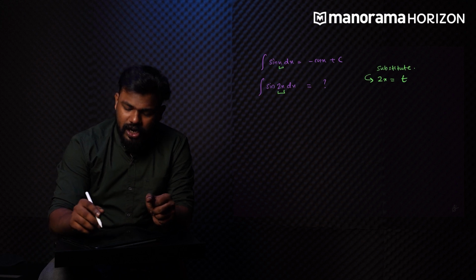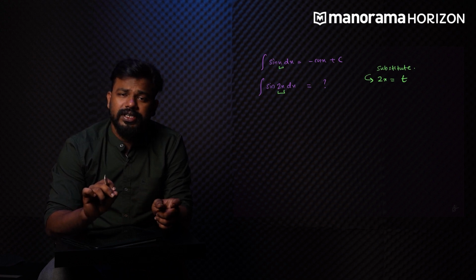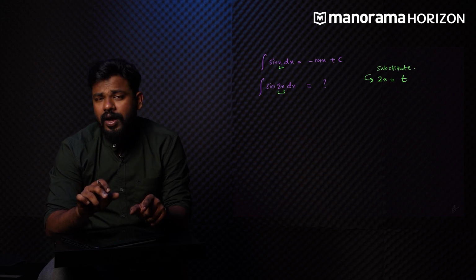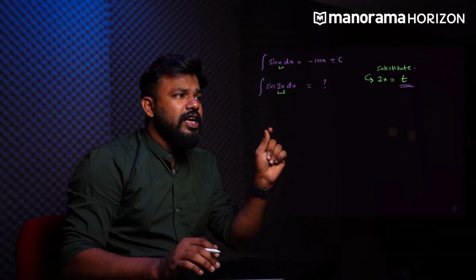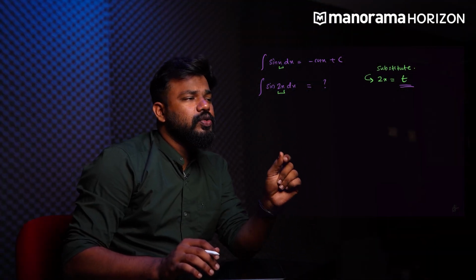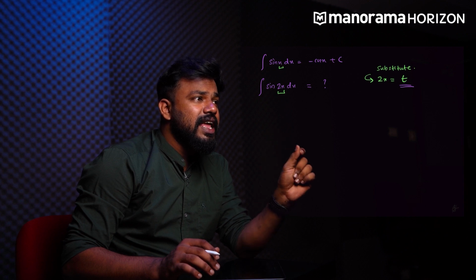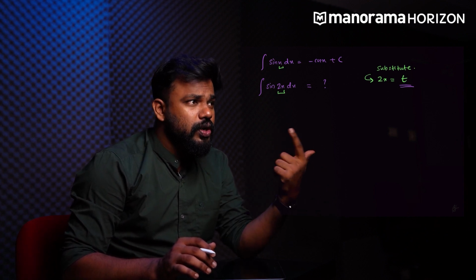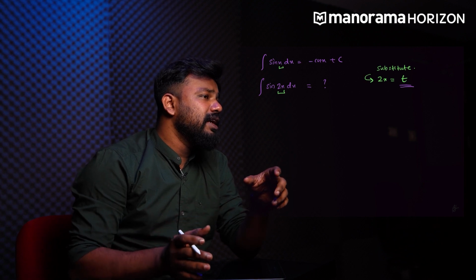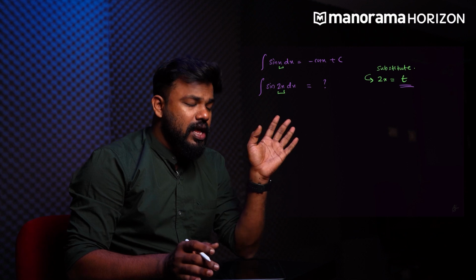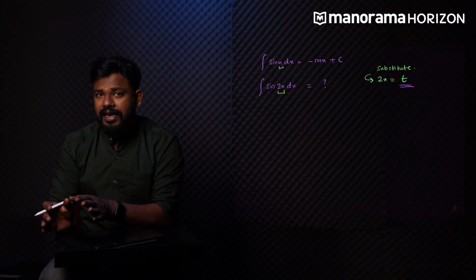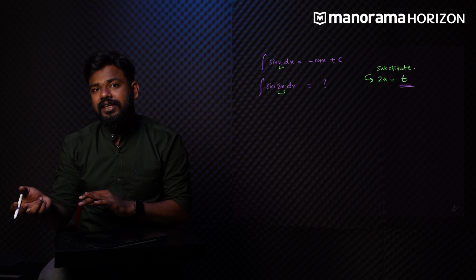But there are some differences. And what is the difference? When I substitute 2x is equal to t, I am changing the variable from x to t. So when I change the variable from x to t, the differential, that is dx, will also change to dt. I cannot directly integrate with respect to dx because I have changed the variable. So I have to change the differential also with respect to t, the new variable.